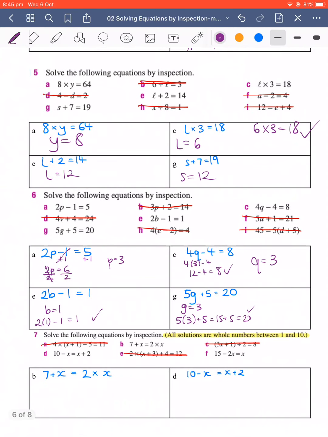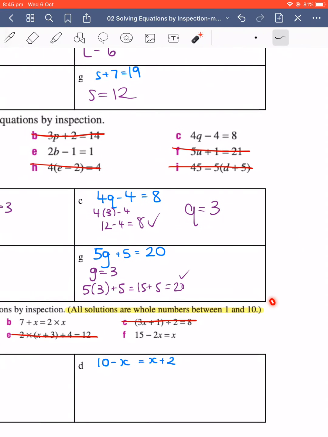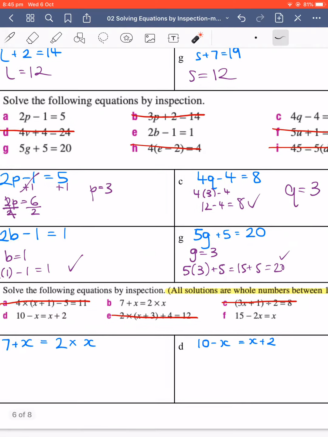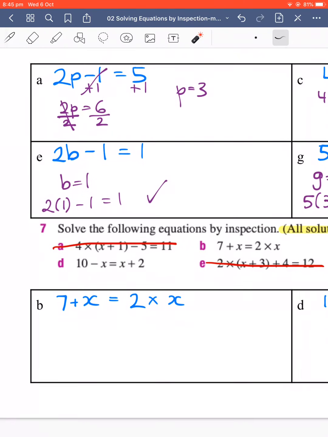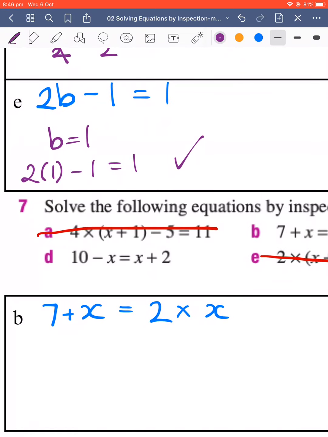We're up to number 7. Solve the following by inspection. And we've been told that our solutions are between 1 and 10. So don't go too big, only 1 to 10. Okay, let's have a look. Let's just have a play around with this to start off with.